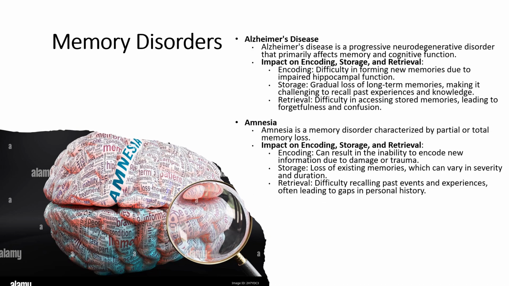The second we have is amnesia. Amnesia is a memory disorder characterized by partial or total memory loss. The impact on encoding, storage, and retrieval. Encoding: inability to encode new information due to damage or trauma. Storage: loss of existing memories, which can vary in severity and duration. Retrieval: difficulty recalling past events and experiences, often leading to gaps in personal history.